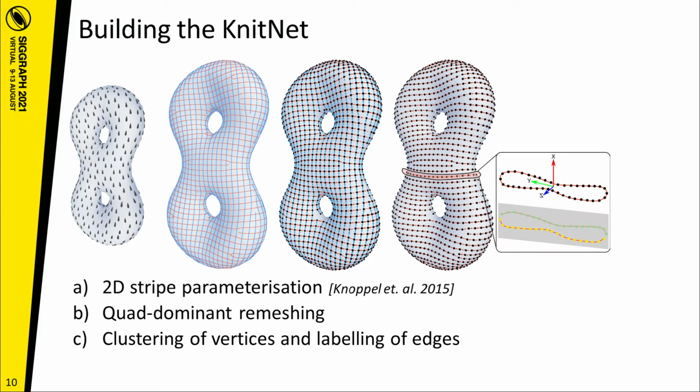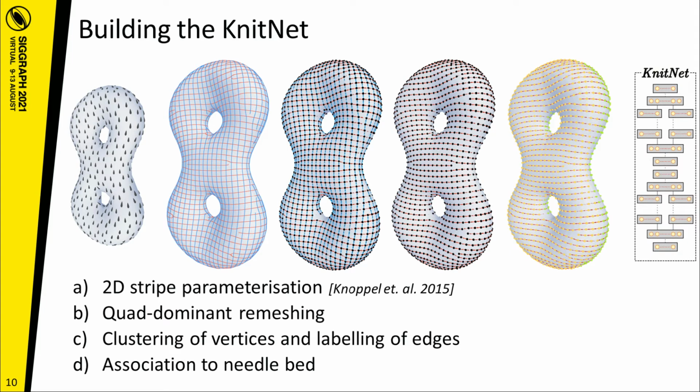In the case where the input is a three-dimensional model, each vertex must be assigned to either the front or the back bed of the knitting machine. This means that the vertices of each node of the KnitNet must be divided into two groups, such that the boundary across successive nodes remains continuous.